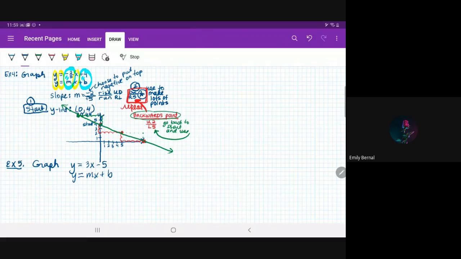Right. Okay. So what is the slope? What's our M?